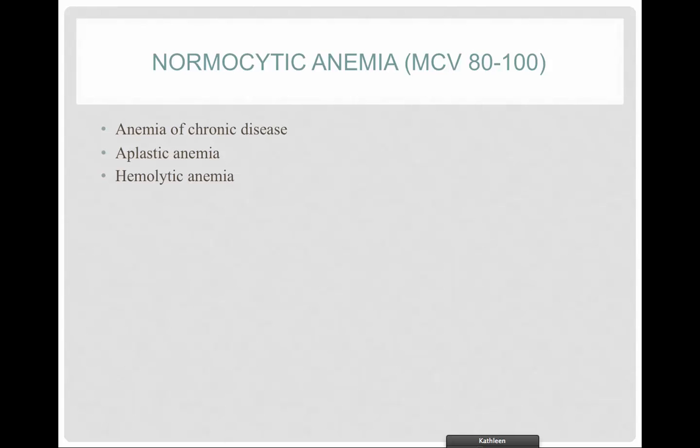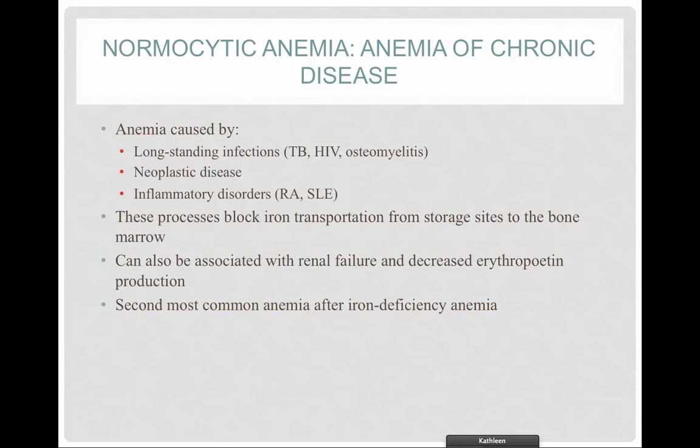Normocytic anemia is anemia of chronic disease. Aplastic anemia or hemolytic anemia can also be an MCV of 80 to 100, which is in normal limits, but they can still have a low hemoglobin hematocrit. This anemia is caused by long-standing infections, TB, HIV, osteomyelitis, neoplastic disease such as cancer, or inflammatory diseases like RA and lupus. These processes block iron transportation from storage sites to bone marrow. They can be associated with renal failure and decreased erythropoietin production.